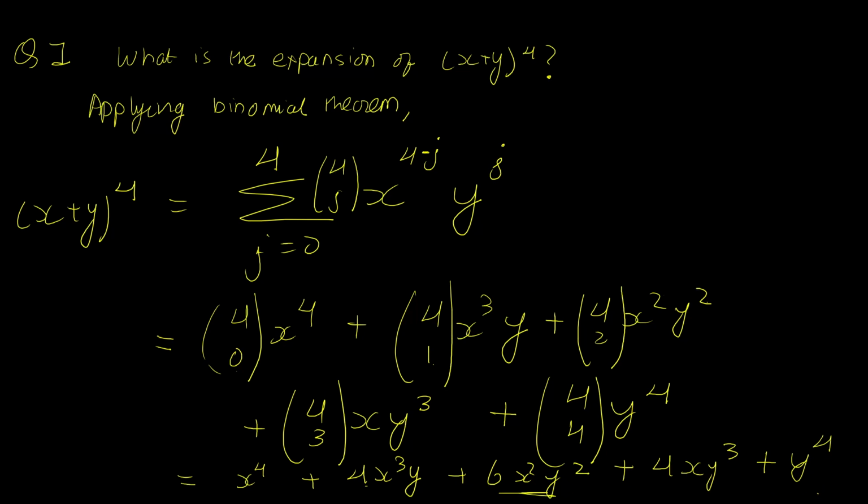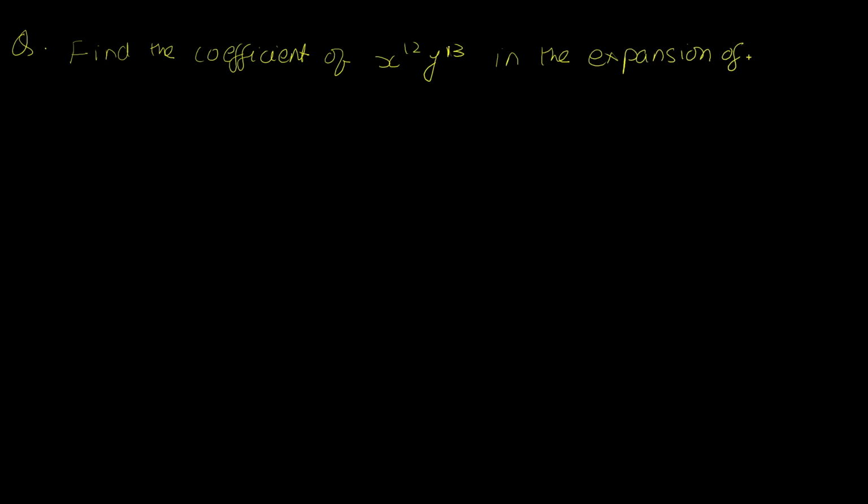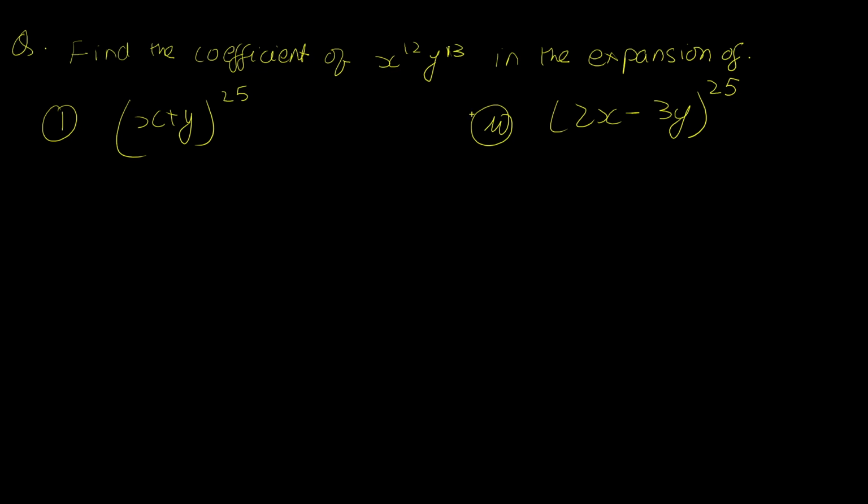Next we'll look at a more common and arguably more important type of problem. Find the coefficient of x^12 y^13 in the expansion of, and we are given two expressions. One says (x + y)^25, and the second one says (2x - 3y)^25. Alright, so what is the question asking? I want the coefficient, or the number that appears before this term, x^12 y^13. I see that the sum of 13 and 12 is 25, and 25 is the power that I'm looking for. Therefore, x^12 y^13 is a valid term that will appear in these expansions.